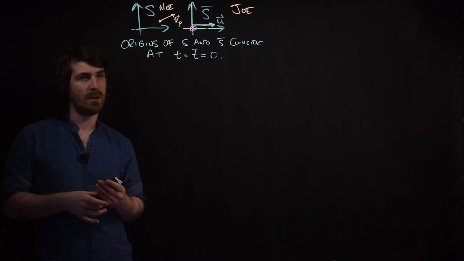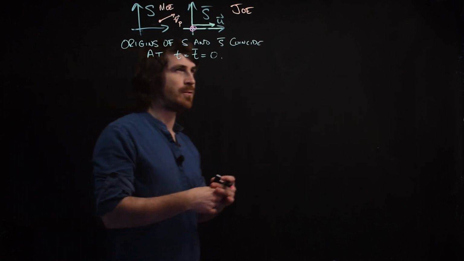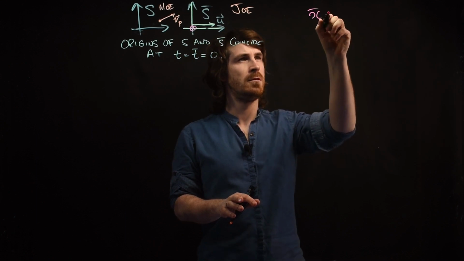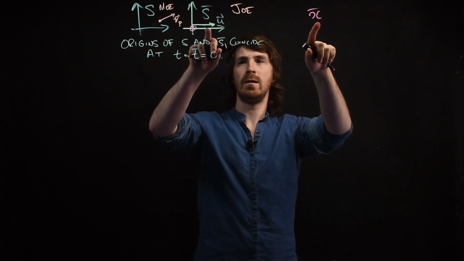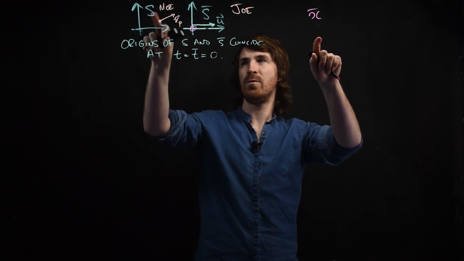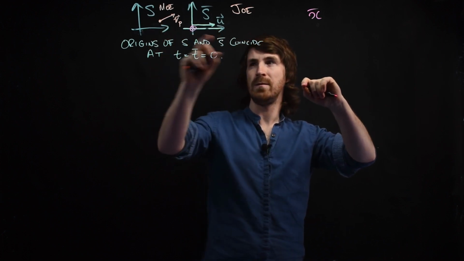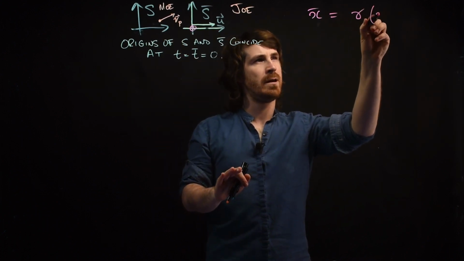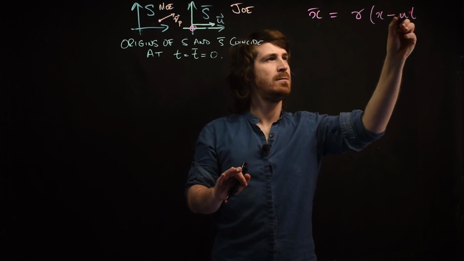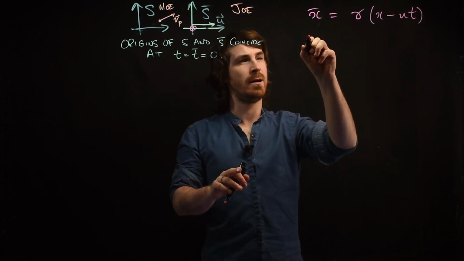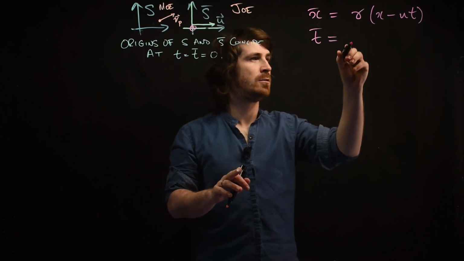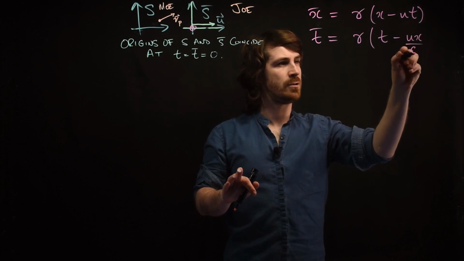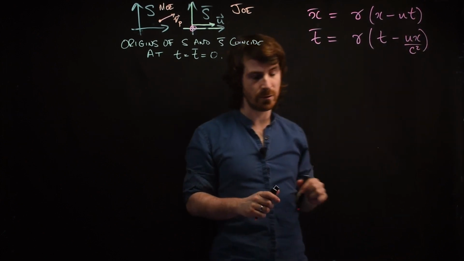So let's think about our Lorentz transformations. We have that x bar, the coordinate in some frame S bar that's moving away from frame S with some velocity u in the x direction of S, is equal to gamma (x minus u t). And we have that t bar is equal to gamma (t minus u x over c squared). These are our two Lorentz transformations.